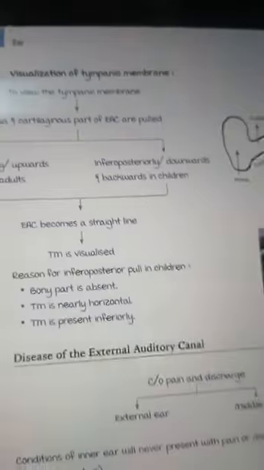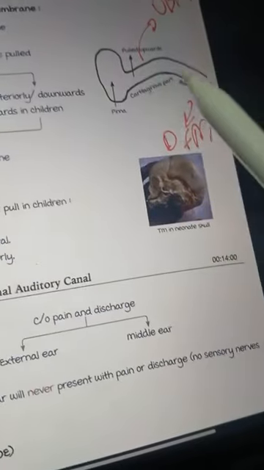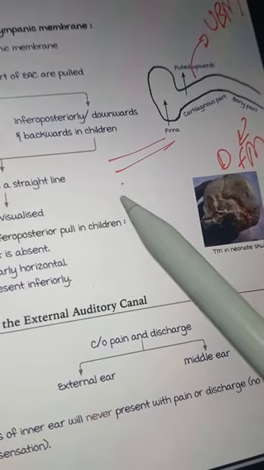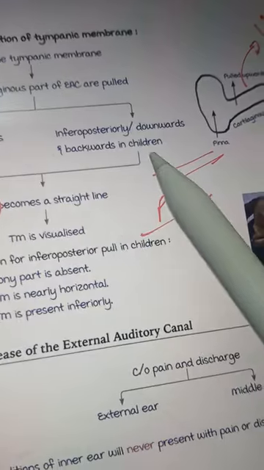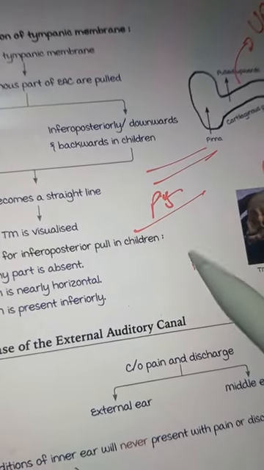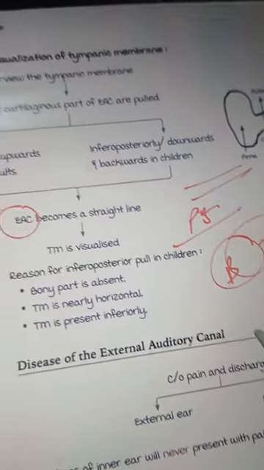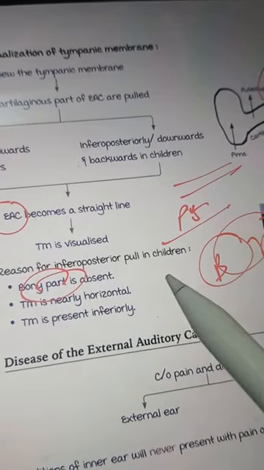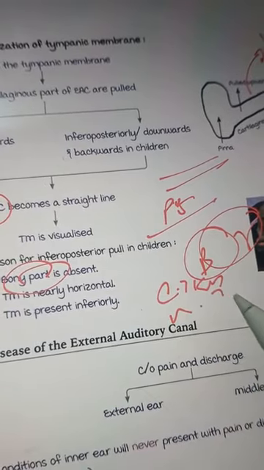Now, talking again about how to examine it. The external auditory canal, as you see, is a bent structure. If you want to straighten it in an adult, you need to pull the pinna posteriorly and superiorly, and in an infant you need to pull it backwards and inferiorly. So that's very important. This is because, as we discussed, the cartilaginous part is present since birth and the bony part develops after birth.